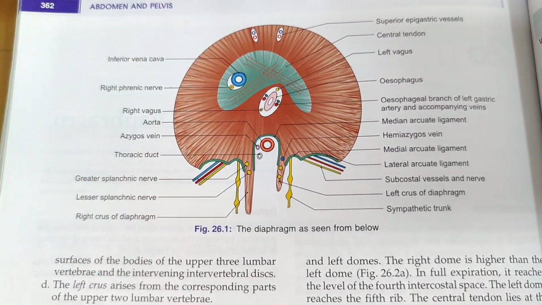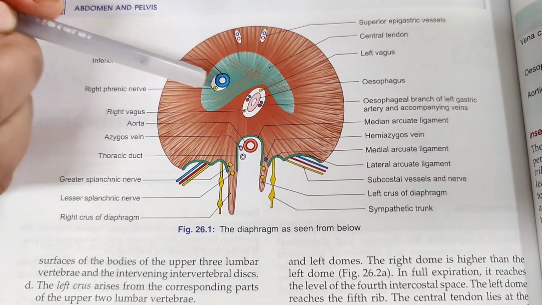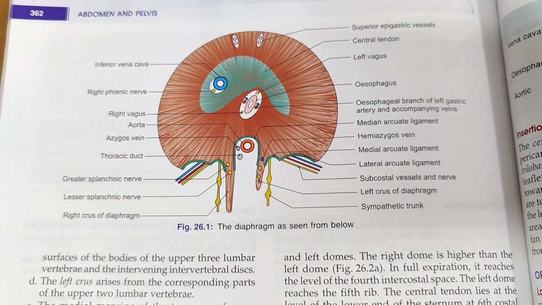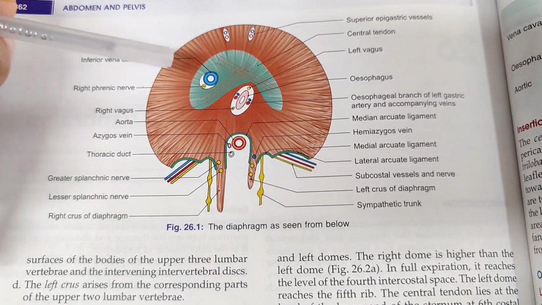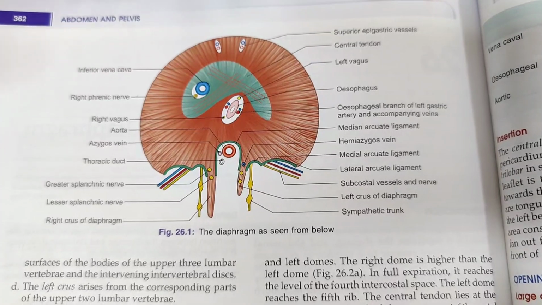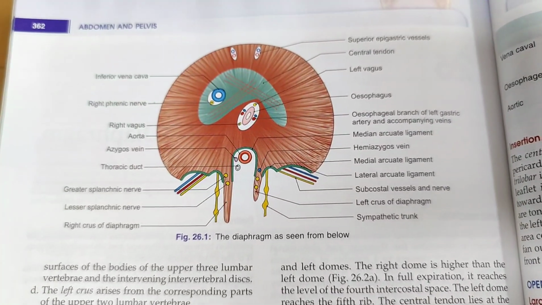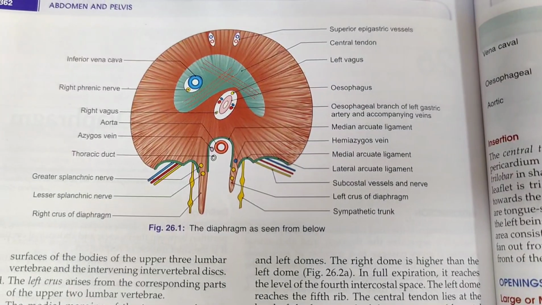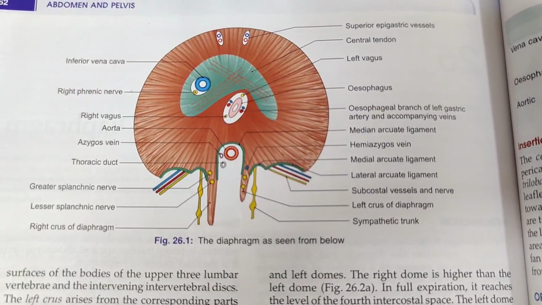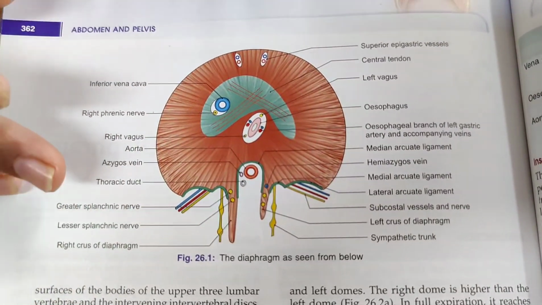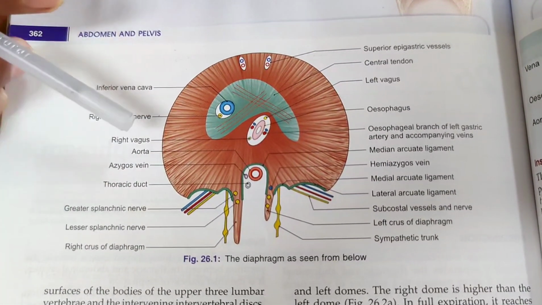Now there are mainly two structures passing through it: the inferior vena cava and branches of the right phrenic nerve. In some books it is also mentioned that some lymphatics from the liver also pass, but you have to remember these two structures passing through the vena cava opening. Whenever the diaphragm contracts in inspiration, this vena cava opening dilates and more blood enters into the right atrium.